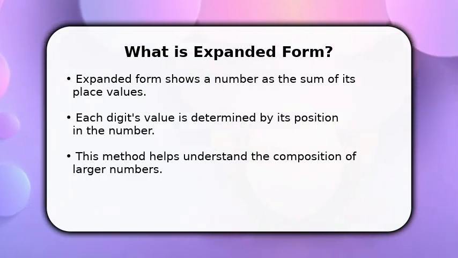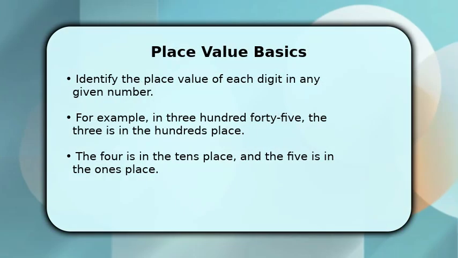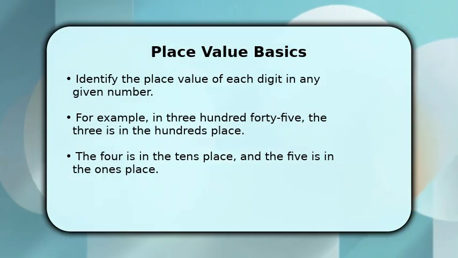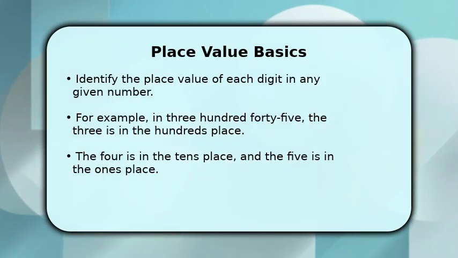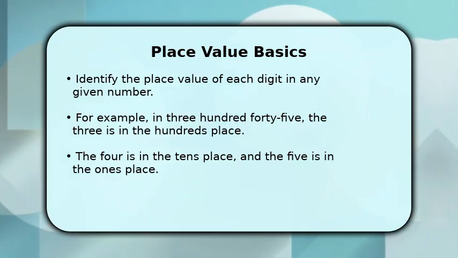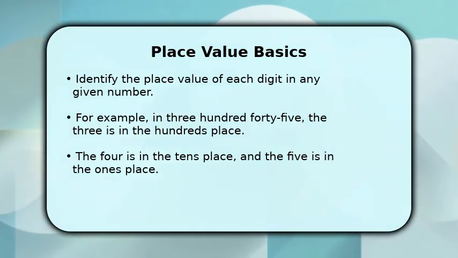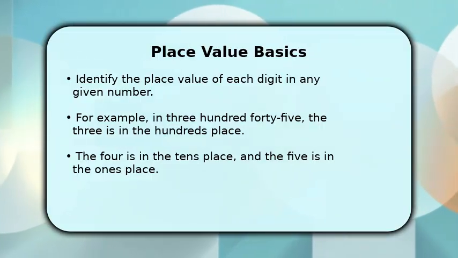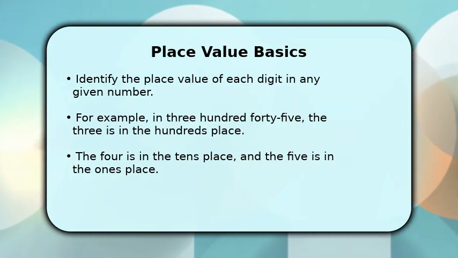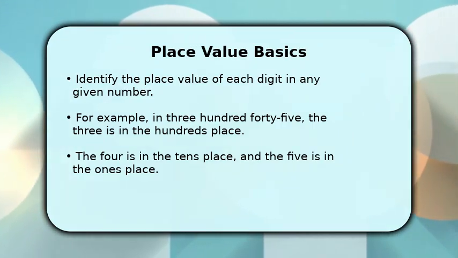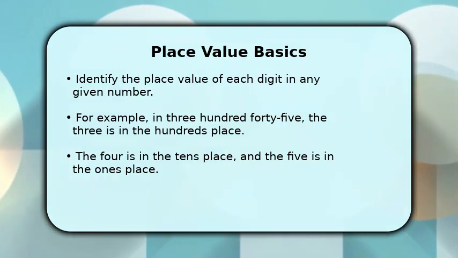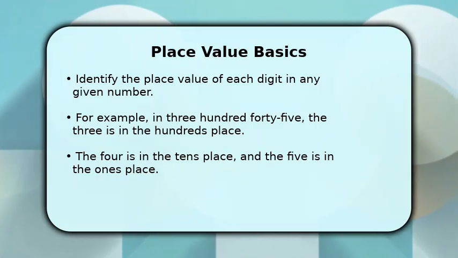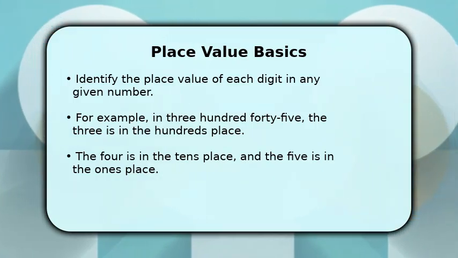This method breaks down complex numbers into simpler, understandable parts, making arithmetic easier to grasp. Understanding place value is fundamental to mastering expanded form. Every digit in a number holds a specific value based on its position. For instance, in a number like 472, the 4 signifies 4 hundreds, the 7 signifies 7 tens, and the 2 signifies 2 ones. Recognizing these positions, from ones to thousands and beyond, is your first crucial step.